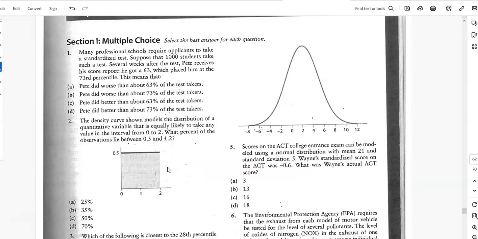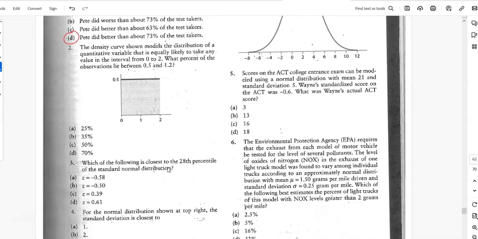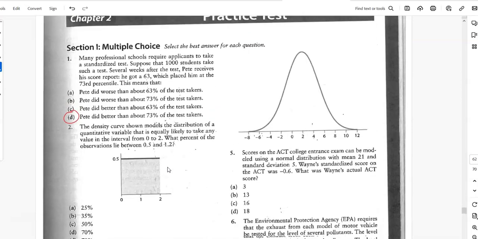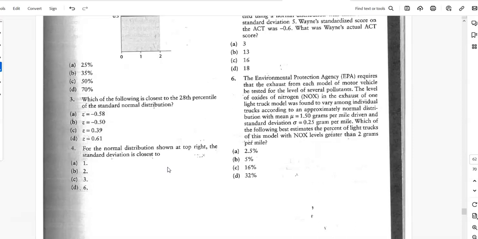Many professional schools require applicants to take a standardized test. So 1,000 students take such a test. Several weeks later, after the practice test, Pete receives a score. He got a 63, which places him at the 73rd percentile. This means that Pete did better than 73%. So I'm pretty confident that the answer is going to be D there. That's just kind of the definition of percentile.